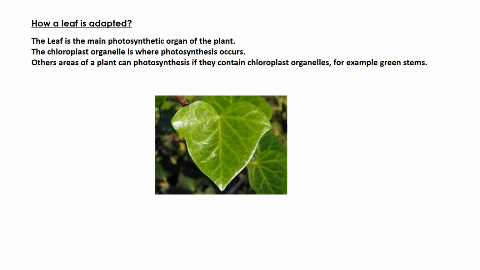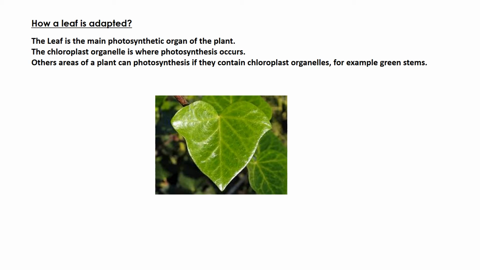So we're thinking about how is the leaf adapted. Now the leaf is an organ. Just like our heart is an organ in us as humans, a leaf is a photosynthetic organ in the plant. We talk about the plant having numerous organs, and some of them can photosynthesize and some of them can't. Now, those cells that are photosynthetic will contain chloroplasts.